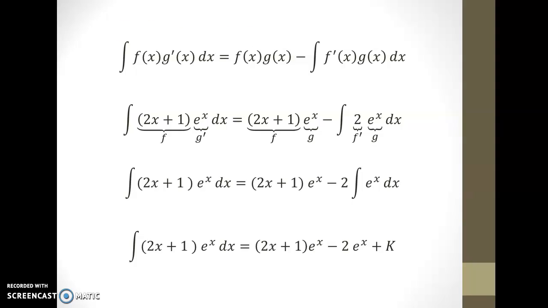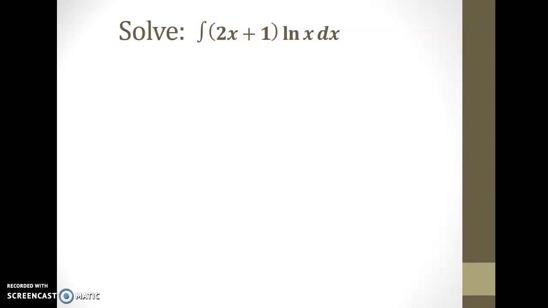Let's look at a different situation. So here we have 2x plus 1, the same polynomial we had a second ago, and ln of x, so a logarithmic function. This is still a combination that fits into what we described as being potentially applicable to integration by parts. And once again, we're going to take a bit of a leap of faith, because we have to decide who within this integral will play the role of f and who will play the role of g prime.